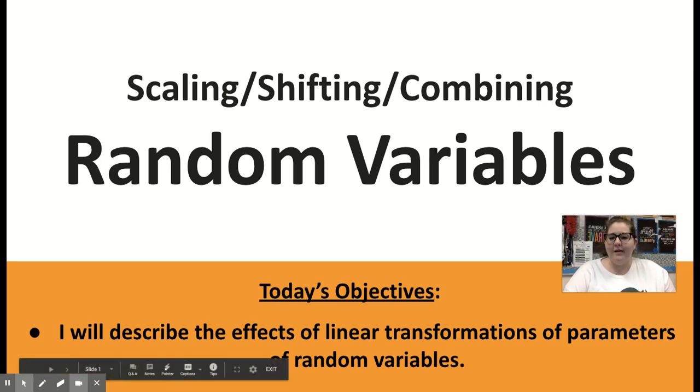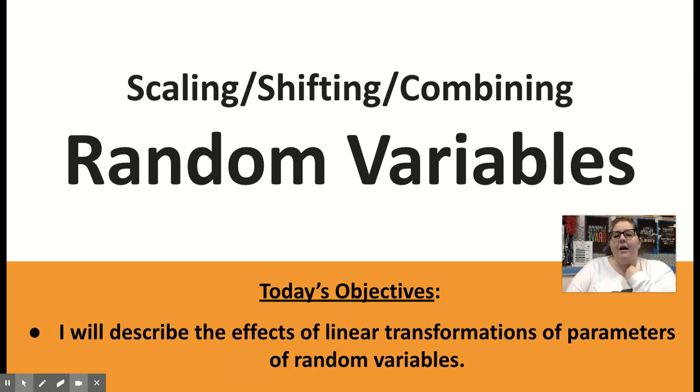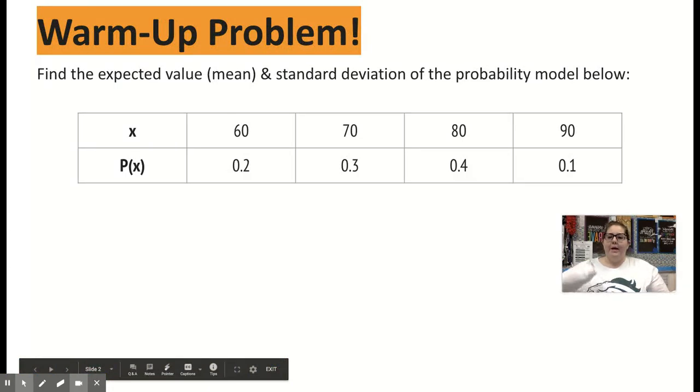Hello and welcome back. Welcome to our second lesson in Unit 6, which is about scaling, shifting, and combining random variables. We talked in the last lesson about what a random variable is. It's basically a probability distribution, usually a discrete probability distribution. So today we're going to look at describing the effects of linear transformations, so scaling, shifting, multiplying, adding numbers, on parameters of random variables. So how does it affect the mean and standard deviation when I add, subtract, multiply numbers, etc.